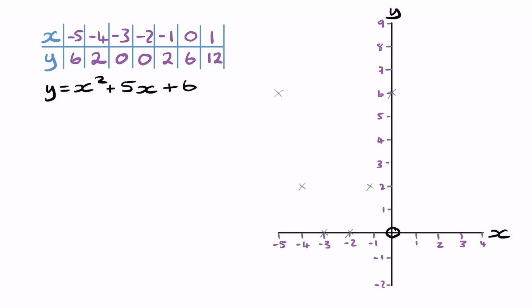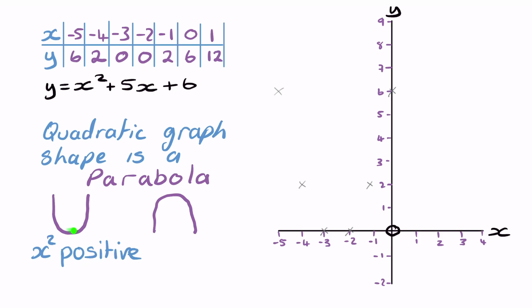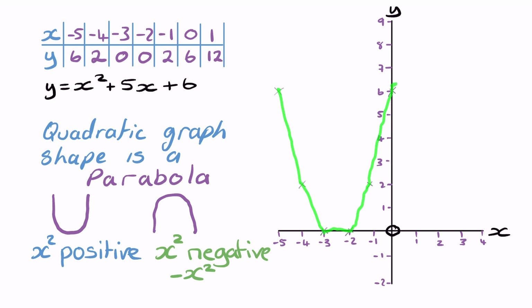Now we have to draw the graph. A quadratic graph is a parabola, and that is a U or an N. If x squared is positive, then it's a U shape. But if x squared is negative, so minus x squared, then your graph will have an N shape. Our equation's x squared was positive, so as you can see, we're going to have a U. When you draw the graph, it needs to be nice and smooth. You're not supposed to join the points with rigid lines like this. You wouldn't get the mark for doing that. What you're supposed to do is draw a nice smooth graph going up and through like that.